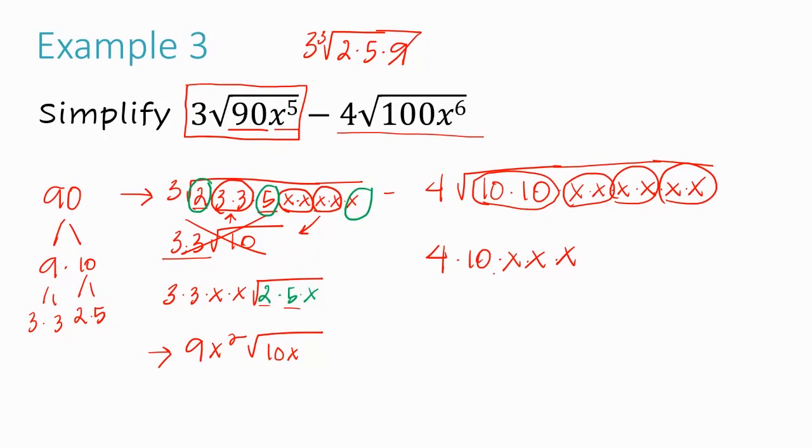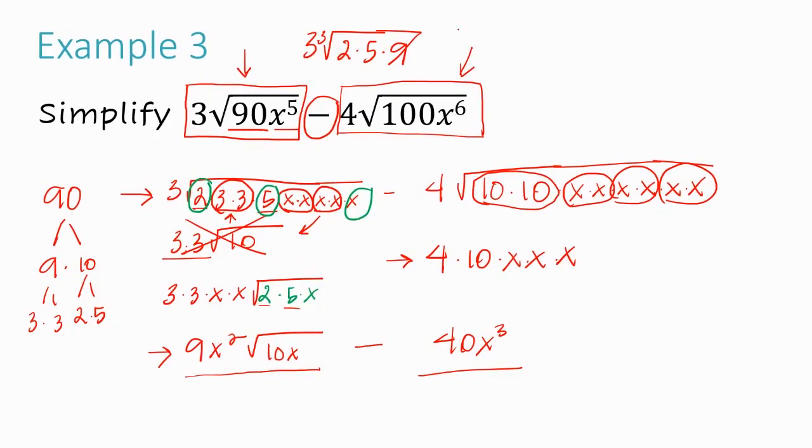Now I'm going to multiply all of this together, okay? Everything here, to simplify this as much as possible, and I'm left with 40x to the third power. And if you remember at the beginning of the problem, there was a subtraction sign in between these two terms, okay? Now, just for clarification, this 9x squared square root 10x came from my very first term here that I put a rectangle around. Then my 40x to the third power came from this term, which I'm now putting a rectangle around as well, okay?